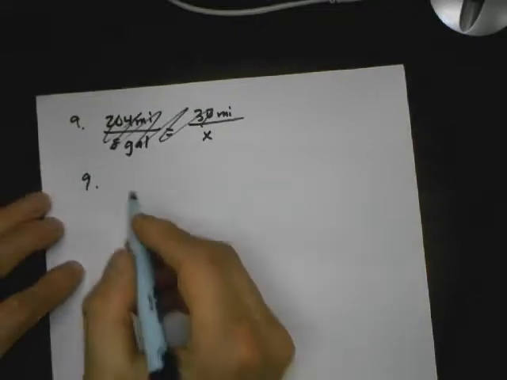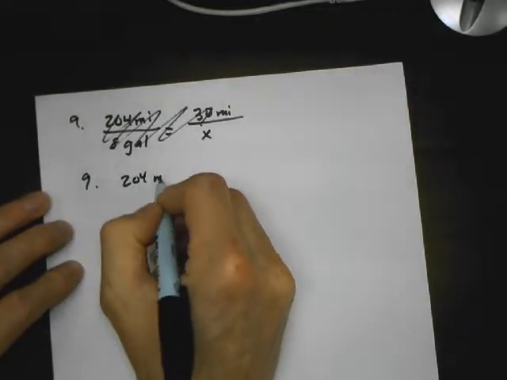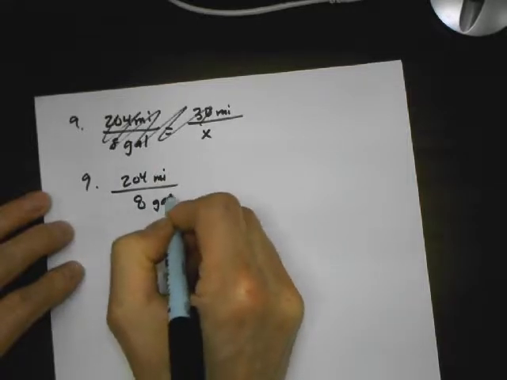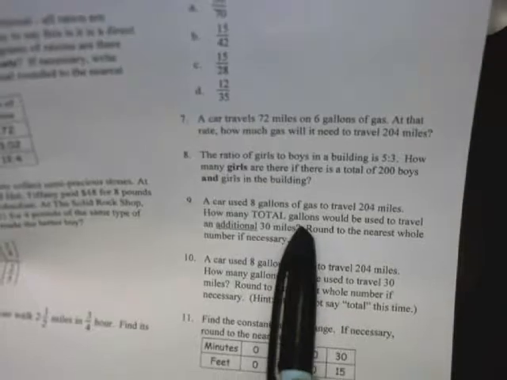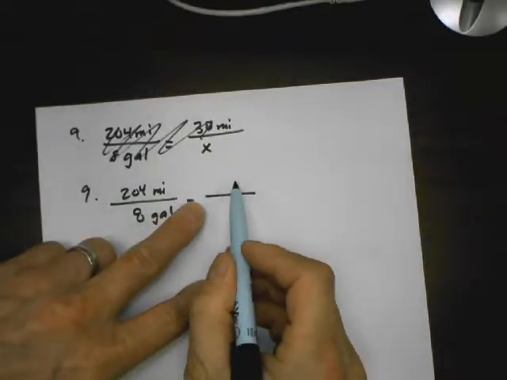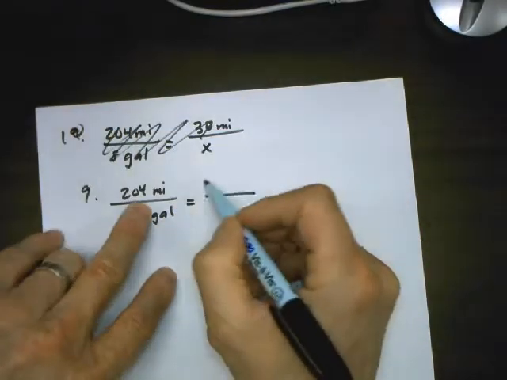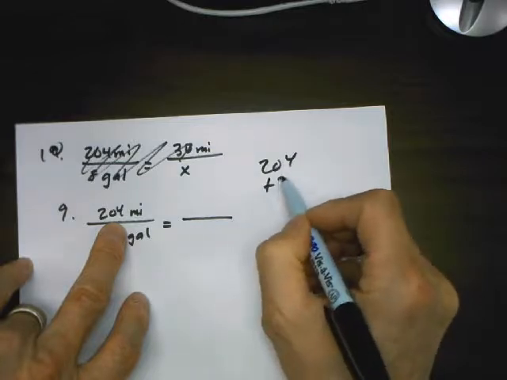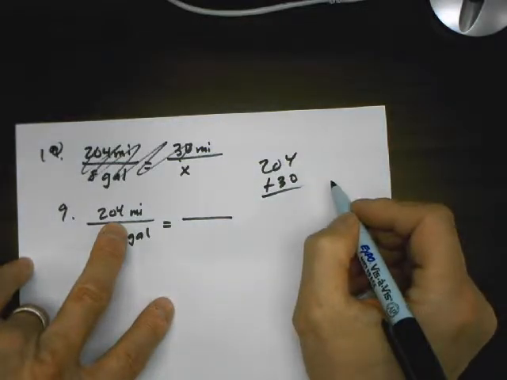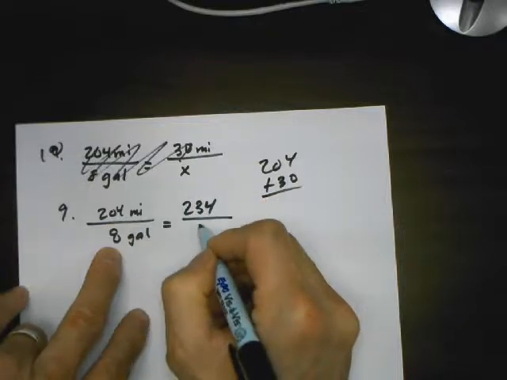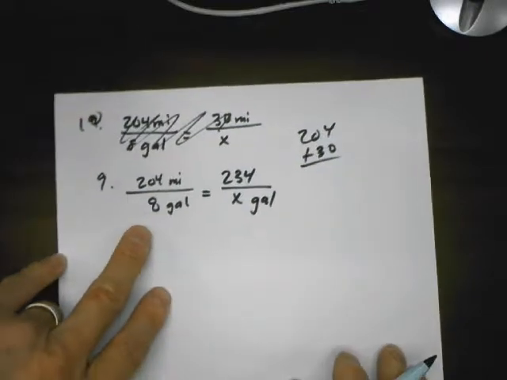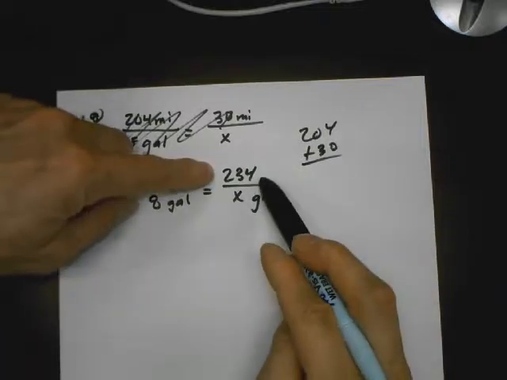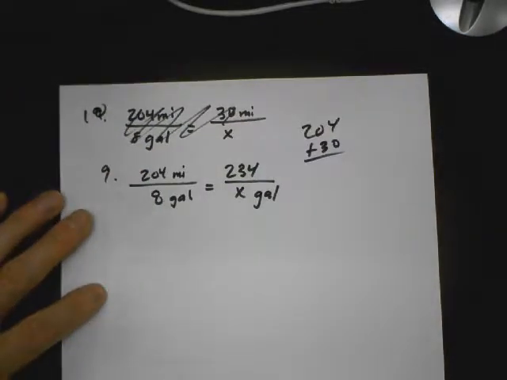I tricked myself there. Number 9 says 8 gallons of gas for 204 miles, so I'll put miles on top, gallons on the bottom, and number 9 says this. How many total? And I just told you, when there's total, you have to add something. Gallons were used to travel an additional 30 miles. So we're not going 30 miles like problem number 10 here. We're going 204 plus an additional, addition means add, additional 30. So we're going 234 miles. And they said how many gallons, so that's where my variable goes. So you see number 9 we had to add because they said an additional, and they said the word total.